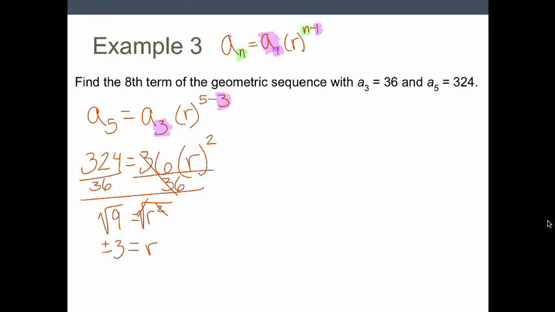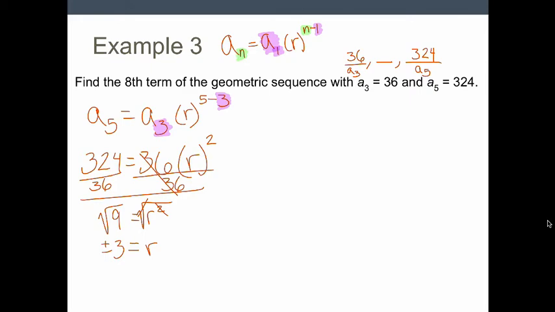So what that means for us is we're actually going to have two potential answers because this is what's happening. We have the third term, which is 36. We don't know the fourth, but we know the fifth term is 324. We know that we're multiplying by 3 every time, but what we don't know is are we multiplying by positive or negative 3? Because if we were multiplying by negative 3, we would still end up with a positive 324 for our fifth term. And if we were multiplying by positive 3, we would also still end up with a positive 324 for our fifth term.